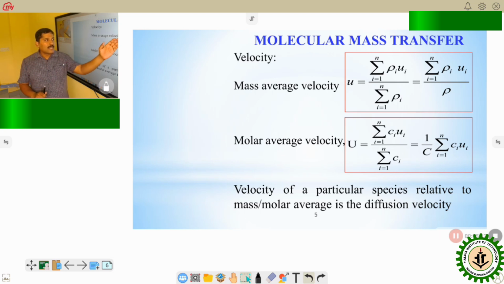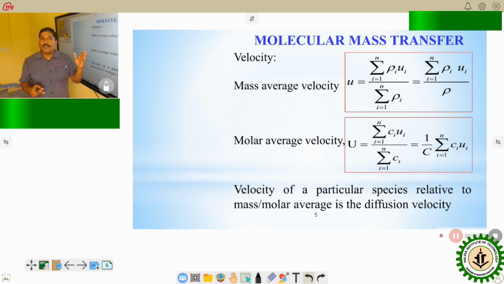And you can see that the denominator will become the rho only, total mass concentration or simply density of the solution or density of the system, whatever the things we are considering, and we can get that finally summation of i equal to 1 to n rho_i u_i by rho. In the same way, for the molar average velocity, the representation is capital U, and it is nothing but the summation of i equal to 1 to n C_i u_i by summation of i equal to 1 to n C_i.